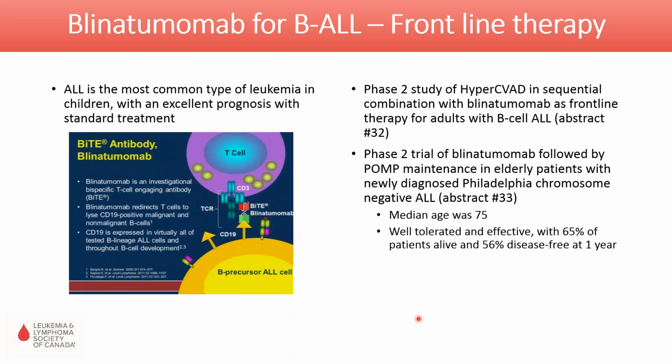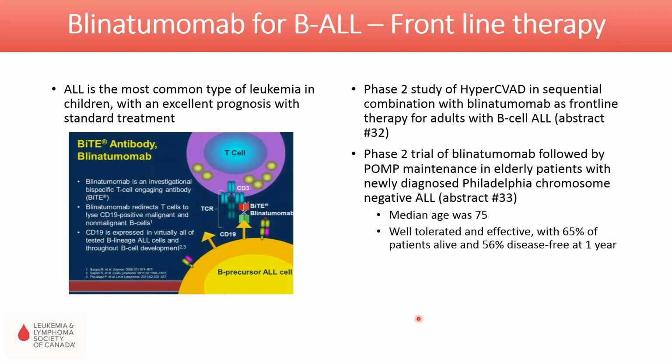So B-cell ALL is generally the leukemia seen in children. So I would say more than 80% of childhood leukemia is going to be in that category. And the good news is that children with ALL have an excellent prognosis with standard treatment. So this is definitely a success story in terms of the management of a childhood cancer. But it's not 100% success, and there's always going to be a group of patients that need more therapy.